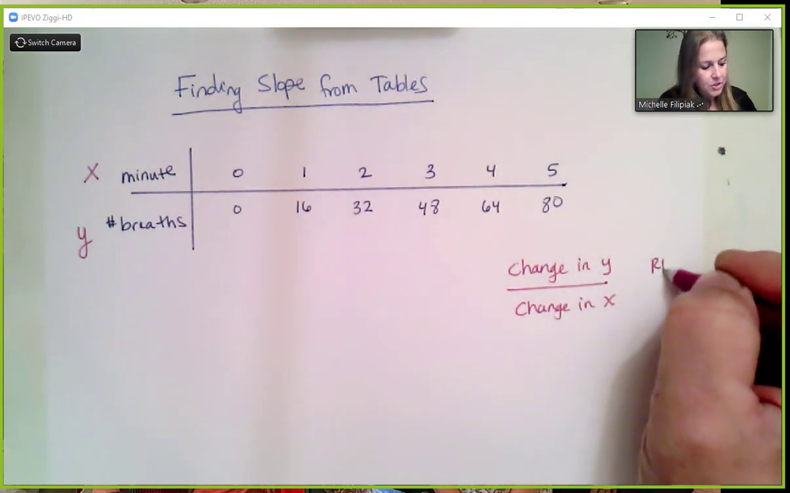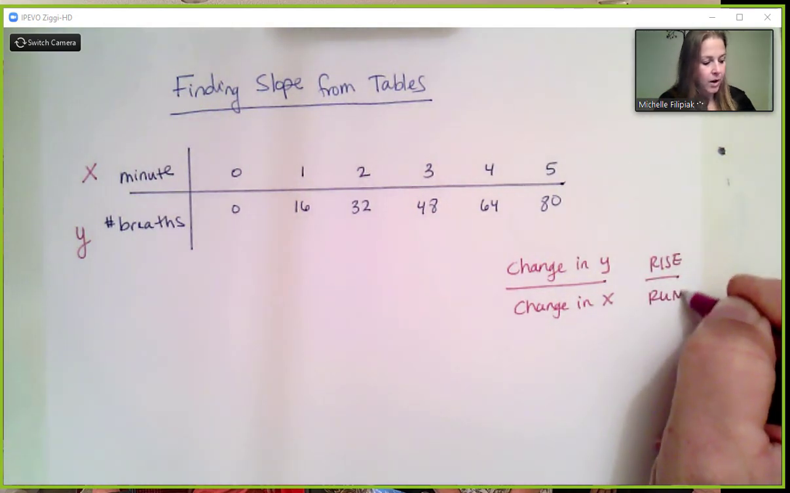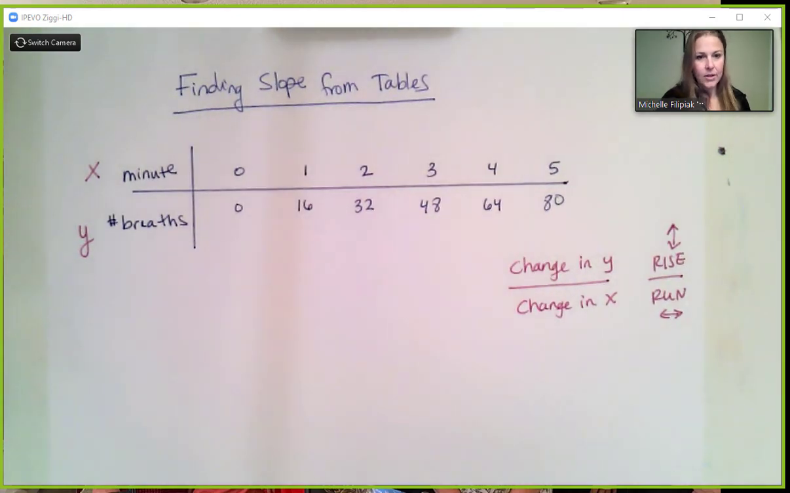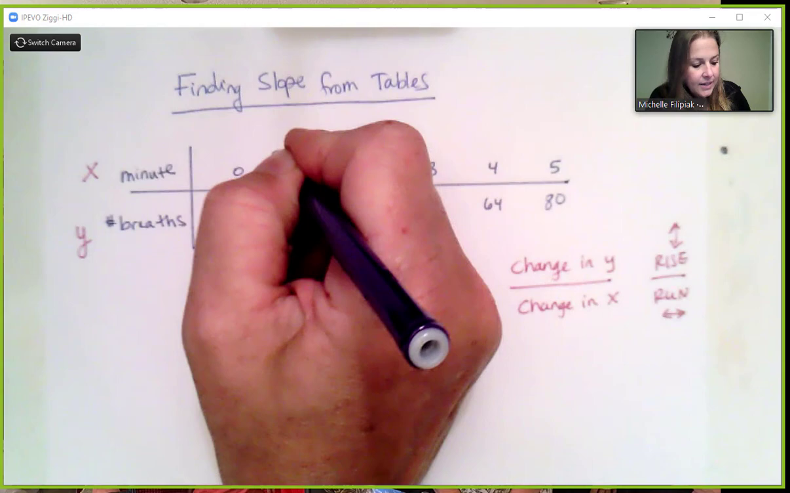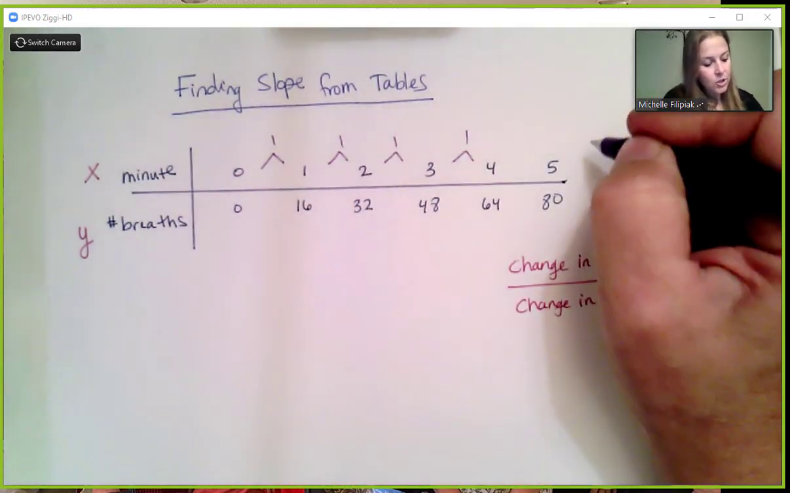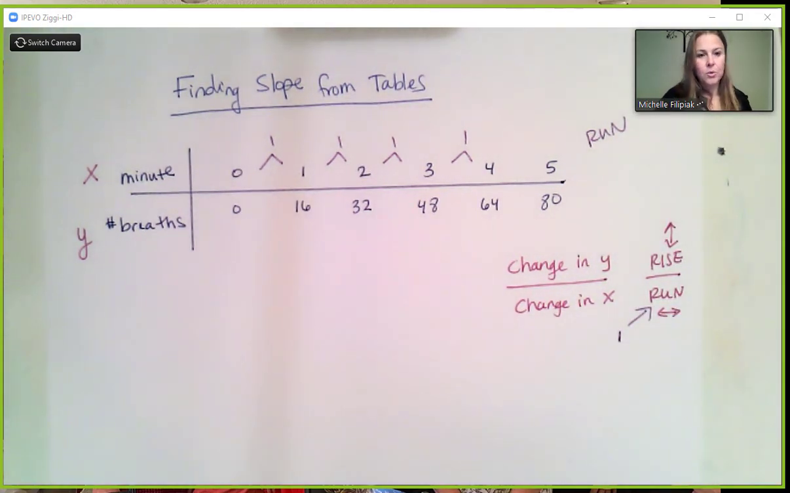This is also known as your rise on the graph, and this is also known as your run. So the rise goes up and down, the run goes side to side. The rise is the y, the run is the x. So if we're looking at the x values, this is an increase of 1, and this is your run. So 1 is your run.